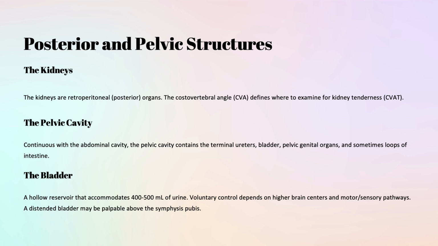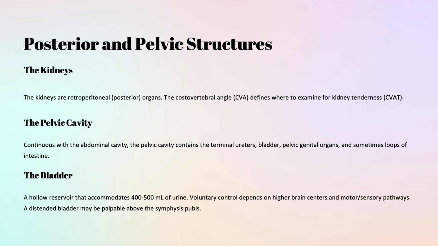Take note that the pelvic cavity is actually continuous with the abdominal cavity. The pelvic cavity contains the ureter, the bladder, pelvic genital organs, and sometimes loops of the intestine. Okay? The bladder is a hollow reservoir that accommodates around 400 to 500 ml of urine. It involves voluntary control by the higher brain centers.